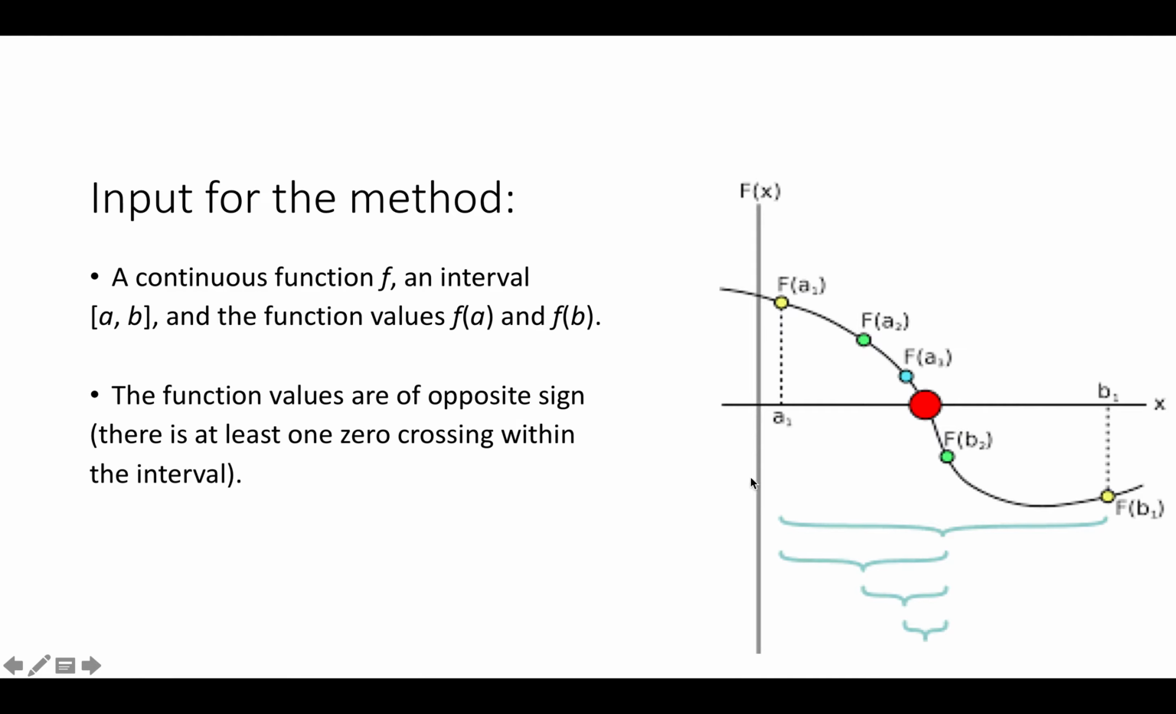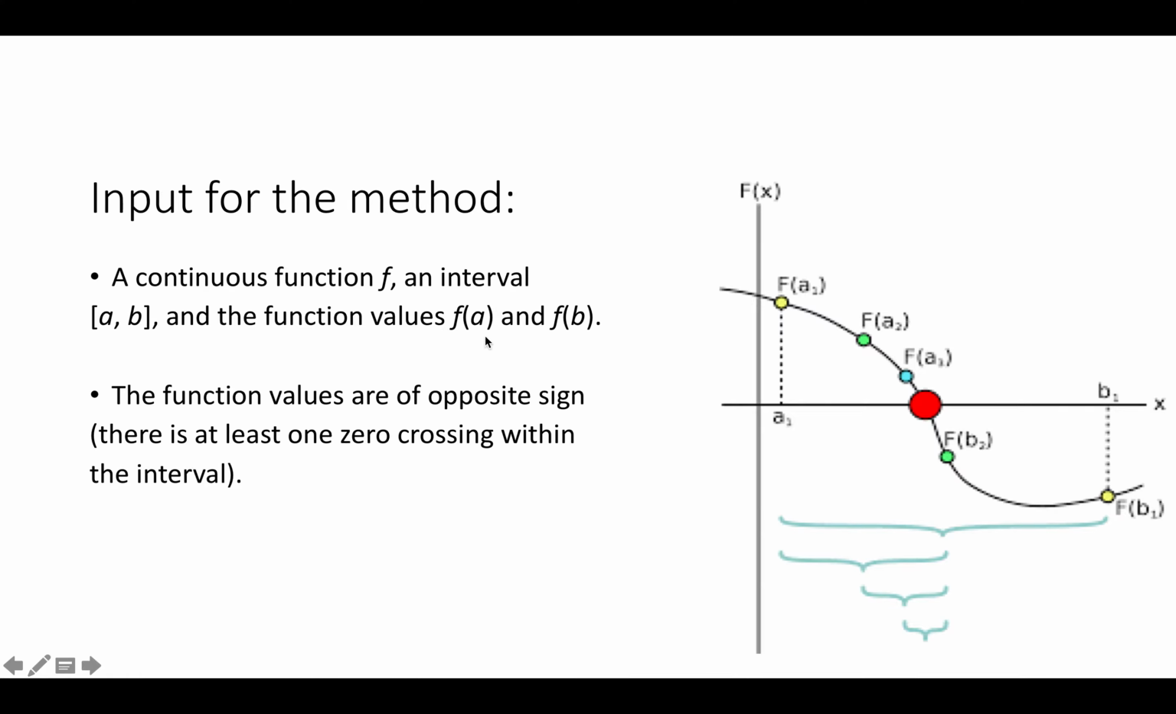So we have x and y axes. On the x axis we have the x coordinate, and on the y axis we have y = f(x), a function. We are given a continuous function f, an interval a and b, and the function values f(a) and f(b). So these are given.